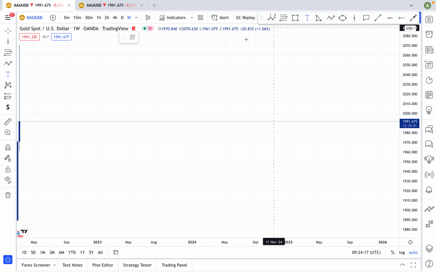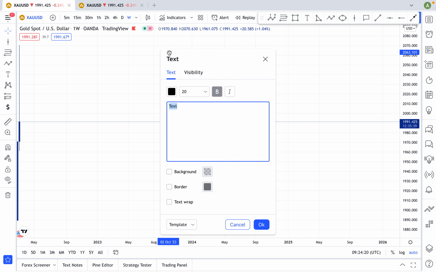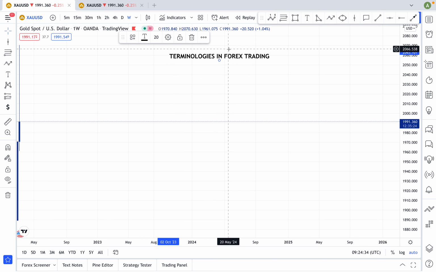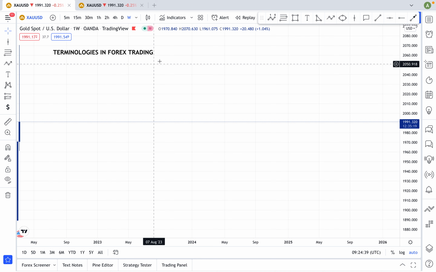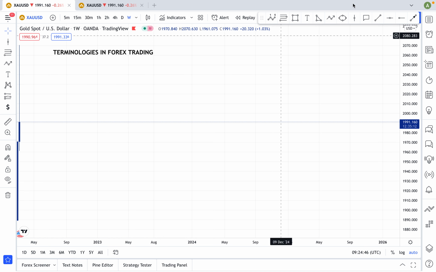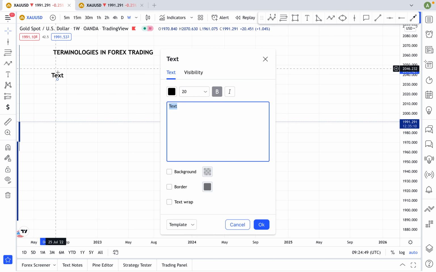So today we are going to be learning terminologies in forex trading. There is nothing you are going to do without knowing the terminologies. This is actually going to be a theory class, but I'm going to be more explanatory so that you can really understand what I mean. Yeah, it's going to be an explanatory class, but theory, okay?